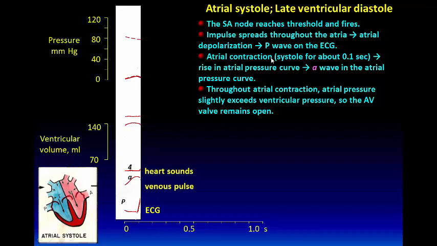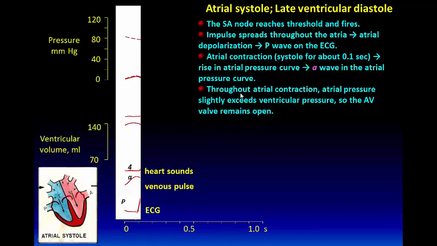Atrial contraction, atrial systole, lasts for about 0.1 of a second, as we mentioned earlier, and because of atrial systole, the pressure in the left atrium rises, and this gives an A wave in the atrial pressure curve. So this is the atrial pressure curve, and this is an A wave due to an elevated atrial pressure as a result of atrial contraction, as a result of atrial systole.